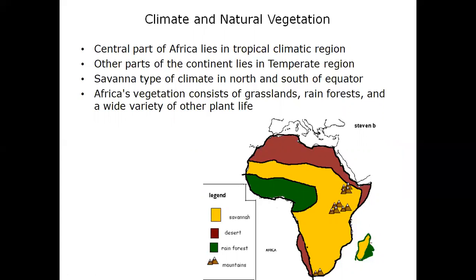The savanna type of climate is found in the north and south of the equator, which is represented by this yellow part here, students. And Africa's vegetation consists of mostly grasslands, rainforest, which is shown by this green part here, students, and there's other wide variety of plant life.